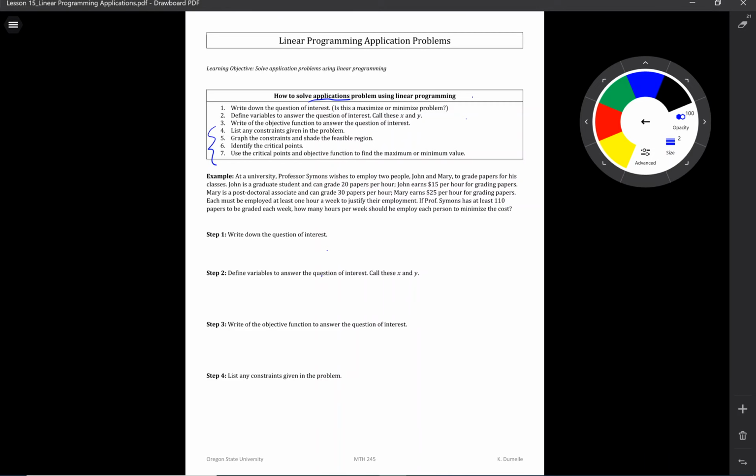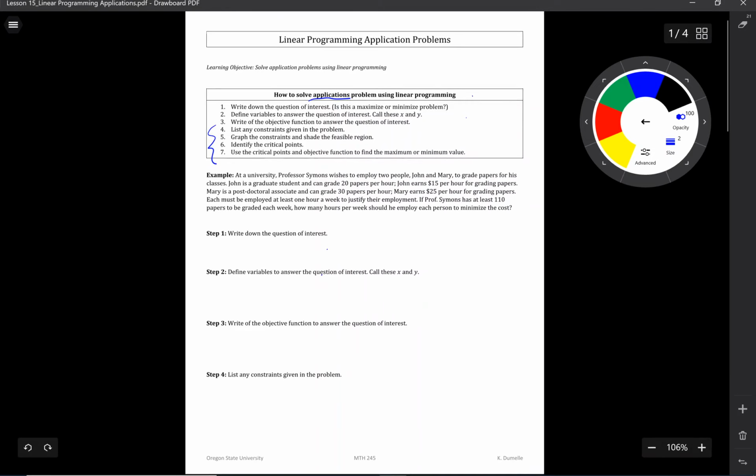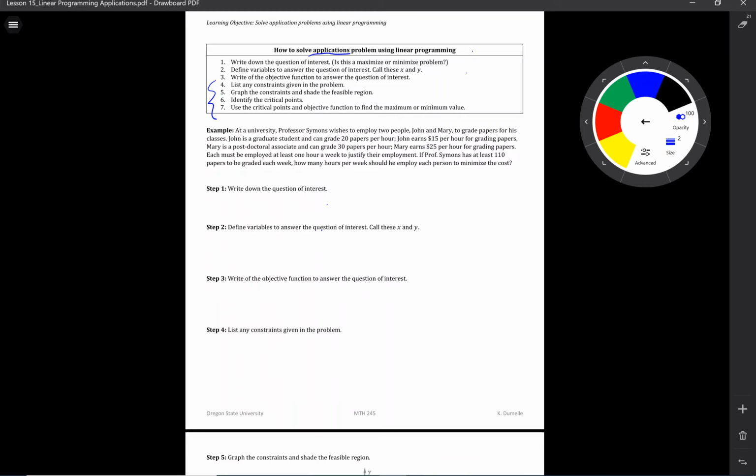So let's look at our first example. At a university, Professor Simons wishes to employ two people, John and Mary, to grade papers for his classes. John is a graduate student and can grade 20 papers per hour. John earns $15 per hour for grading papers. Mary is a postdoctoral associate and can grade 30 papers per hour. She earns $25 per hour for grading papers. Each must be employed at least 1 hour a week to justify their employment. If Professor Simons has at least 110 papers to be graded each week, how many hours per week should he employ each person to minimize the cost?